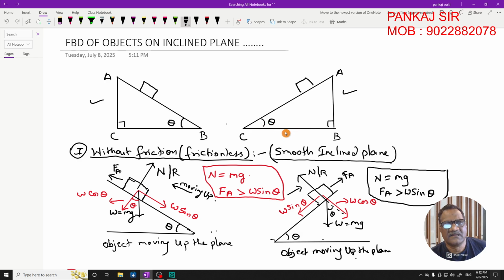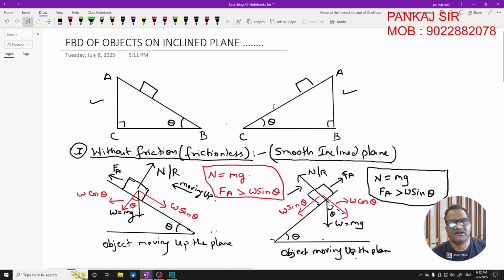Now there will be two cases that we are going to study. One is where the friction is not taken into consideration. So I have written here without friction, that is a frictionless or smooth inclined plane. These inclined planes are so smooth that there is no friction at all, so we are not going to involve the friction part in this.